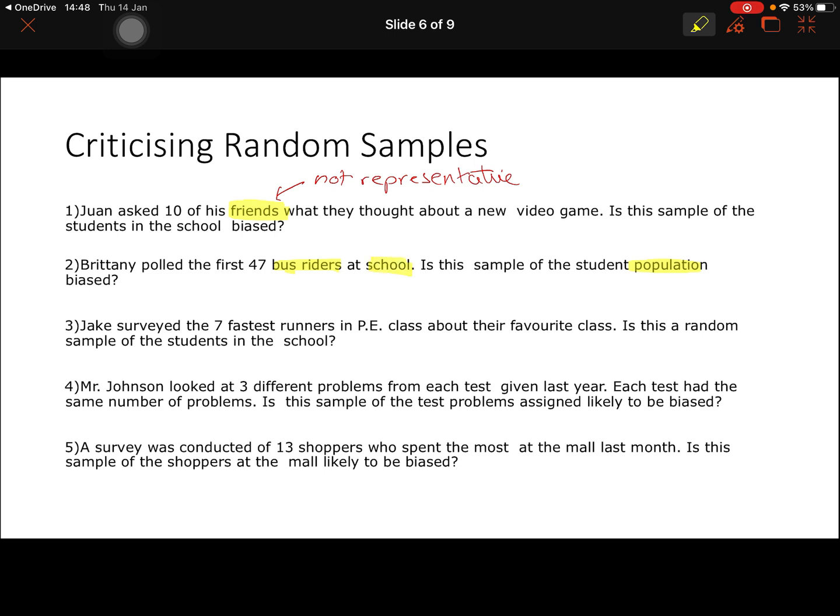The same as with the first one, because it's of the school, it is not a fair sample because not everyone has an equal chance to be picked.